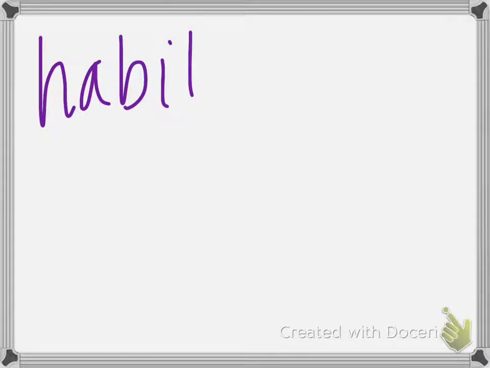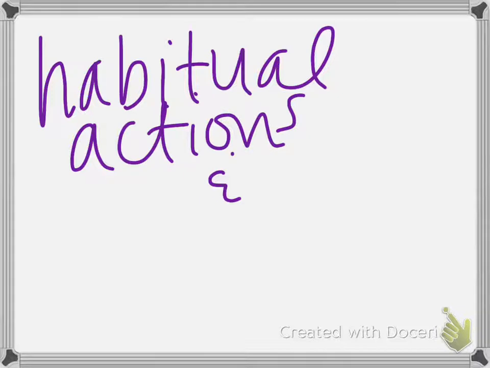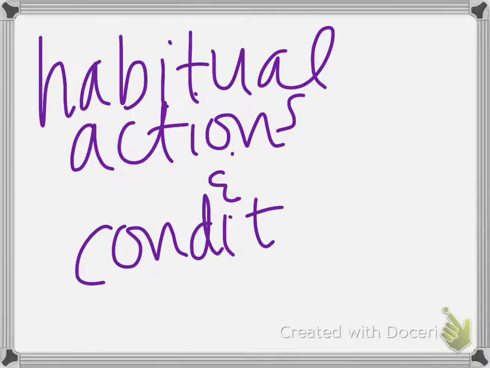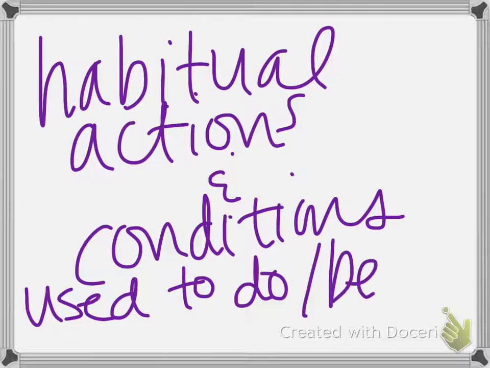The imparfait is used to describe habitual actions and conditions that existed in the past. It describes what people used to do and what they used to be. There are a lot of other uses of the imparfait, which we are going to get into later as we move on, but your goal in this video is to learn how to form it. Alright, so let's get into how you form it.